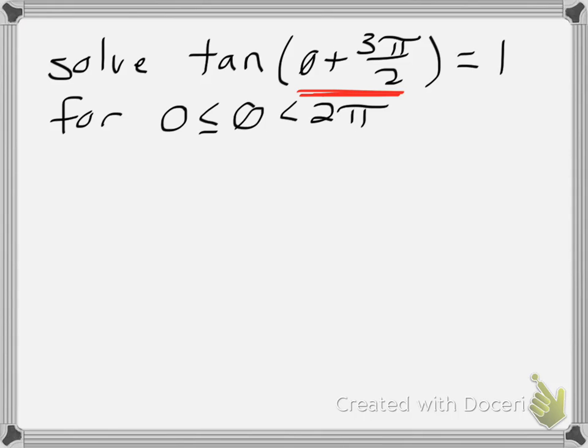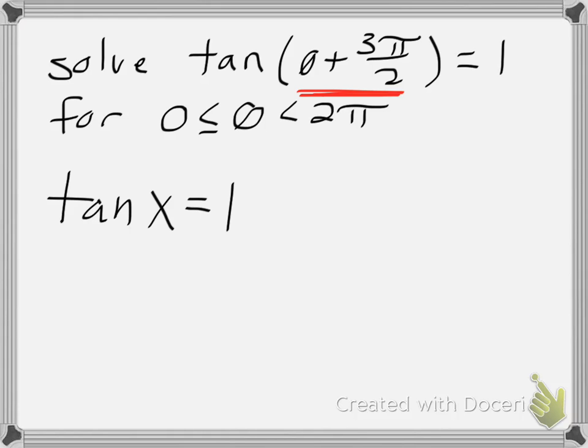Solving these requires more steps than a problem that does not have a modified argument, and because of such, we have to consider a wide range of possibilities. We'll start though by approaching this as if it were tangent of, I'll just say, x equals 1. So I'm substituting for the argument theta plus 3 pi over 2. I'm saying let's assume that it's tangent of x equals 1. If that were the case, I need to identify tangent of what angle or what radian measure gives me a positive 1.